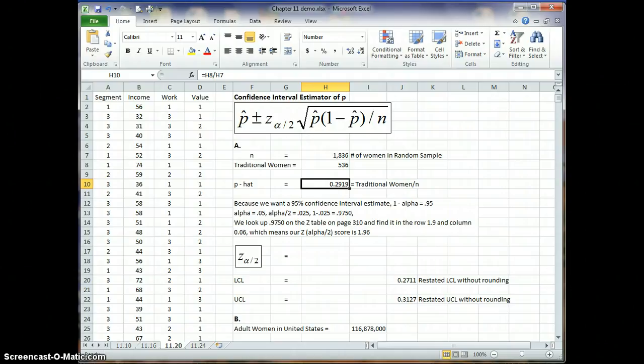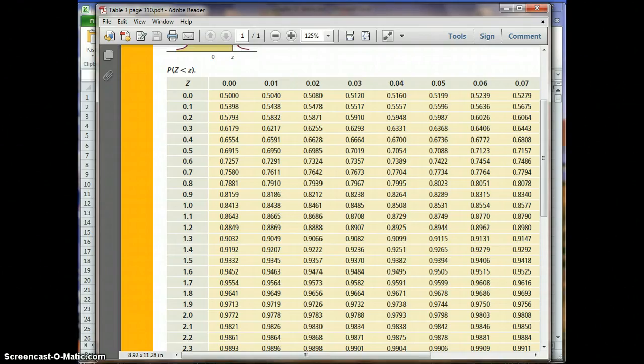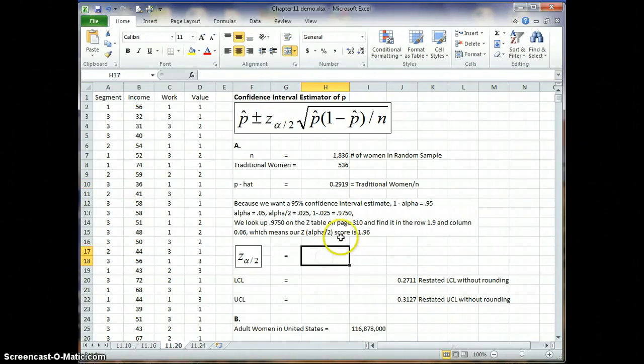So let's go look at the chart on page 310. I've got it up here in a PDF file. Again, we're looking for this 0.9750. So we go over here and it's 1.9 for the row and 0.06 up here. So 1.96. So that document's there. I'm going to just type in the 1.96, and I'll get rid of those because I'll show you how this works in just a second.